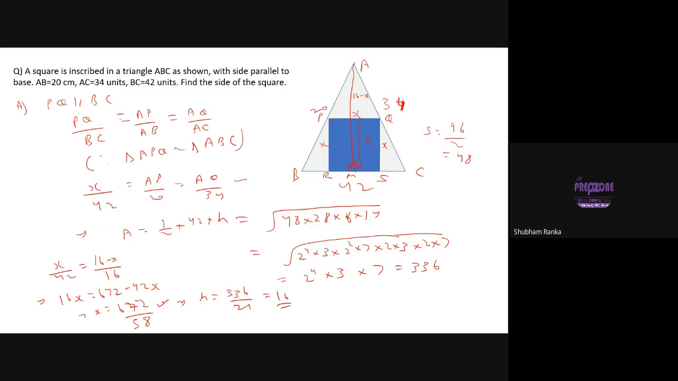This is the side of the square. You can reduce it further, obviously, but yeah, 672 by 58 is the value of s, or a side of the square. So again, very good question in terms of applying the fact that similarity works on the ratio of heights as well. Because people generally forget that it works on those.